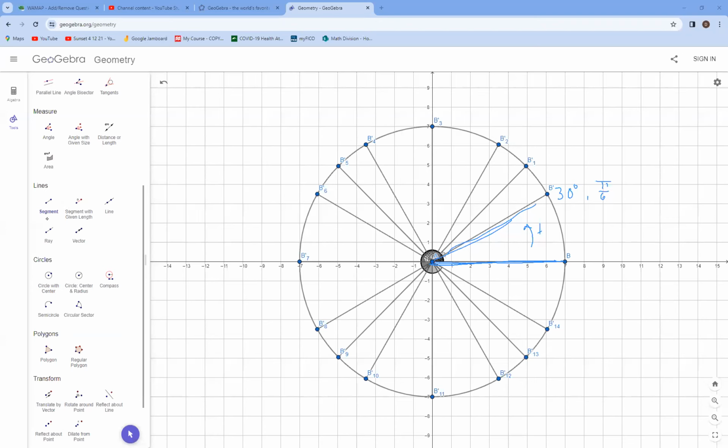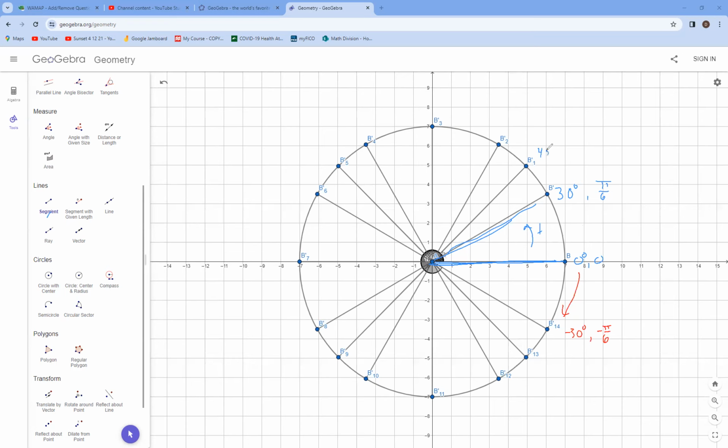Then if you're going in the negative direction, you would go clockwise. So this angle would be a negative 30 degrees, or a negative pi over 6 if you want to measure things in terms of radians. All right, so positive directions go counterclockwise. Negative directions go clockwise. And we start with 0 degrees here running out the positive x-axis. So 0 degrees or 0 radians runs along the positive x-axis.